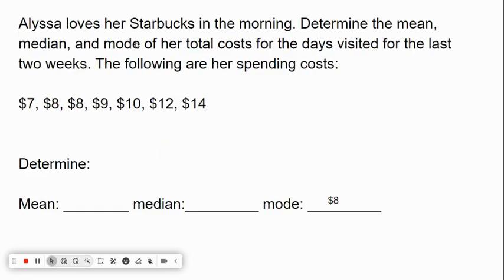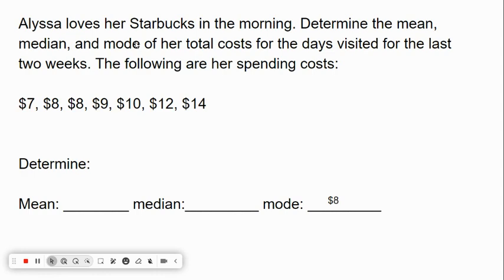Let's try another problem together. Alyssa loves her Starbucks in the morning. Determine the mean, median, and mode of her total costs for the days visited for the last 2 weeks. The following are her spending costs. So now what I want you to do is go ahead and pause the video. I want you to find the mean, median, and mode for this data set. And then when you return, I'll go ahead and go over the answers so you can see if you are correct or not. So pause now.